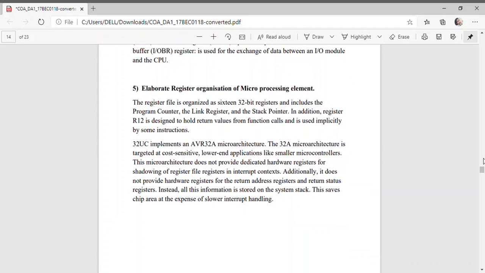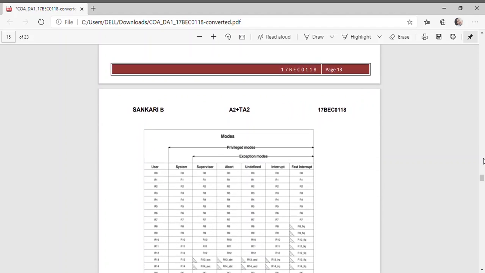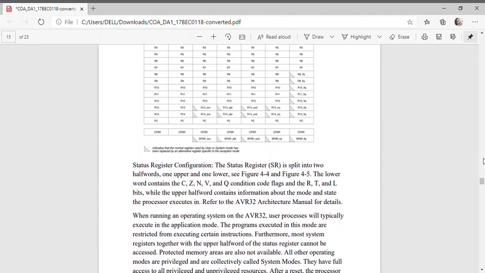Moving on to the next question. Elaborate register organization of microprocessing element. So here the register file is organized as 16 32-bit registers, and these registers include the usual program counter, the link register, and the stack pointer. There is also a register called R12, which is designed to hold the return values from function calls. There are also different registers like user visible register, system register, and how the event handling in AVR32 UC is done with the help of a stack pointer is discussed thoroughly.